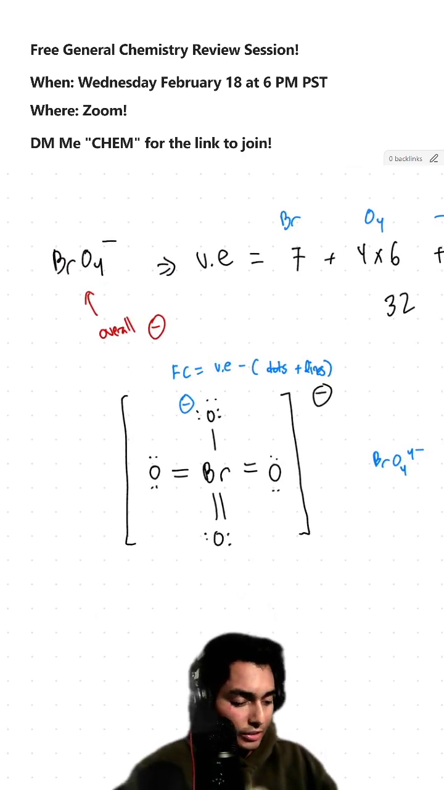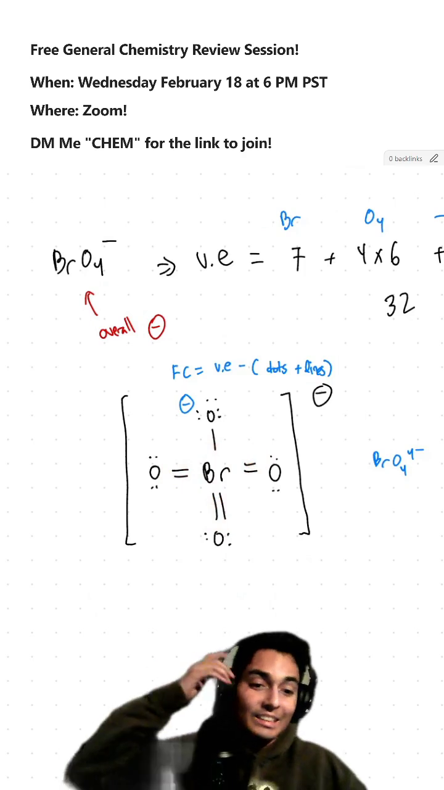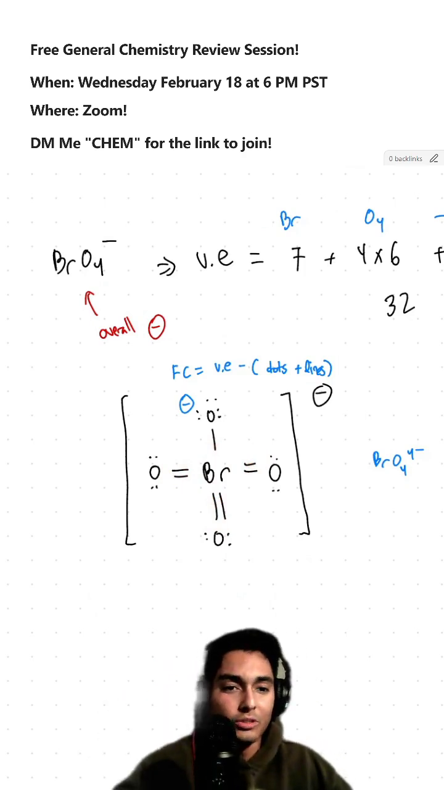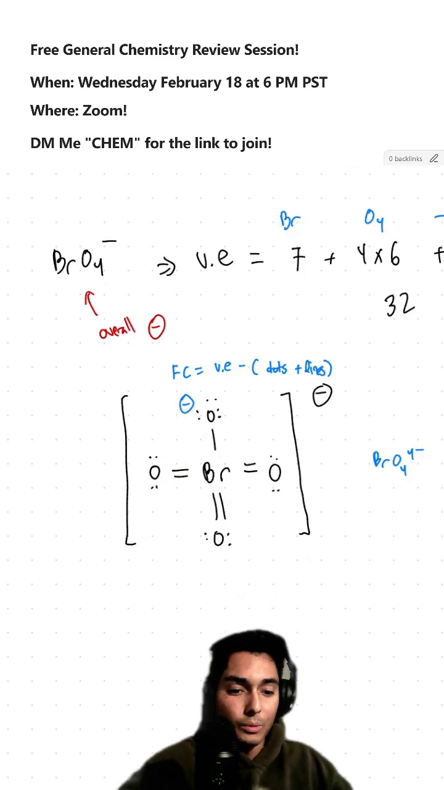The only crazy thing is that we broke the octet rule again. So we have 2, 4, 6, 8, 10, 12, 14 electrons on bromine, which is very, very rare. We do not often break the octet rule.